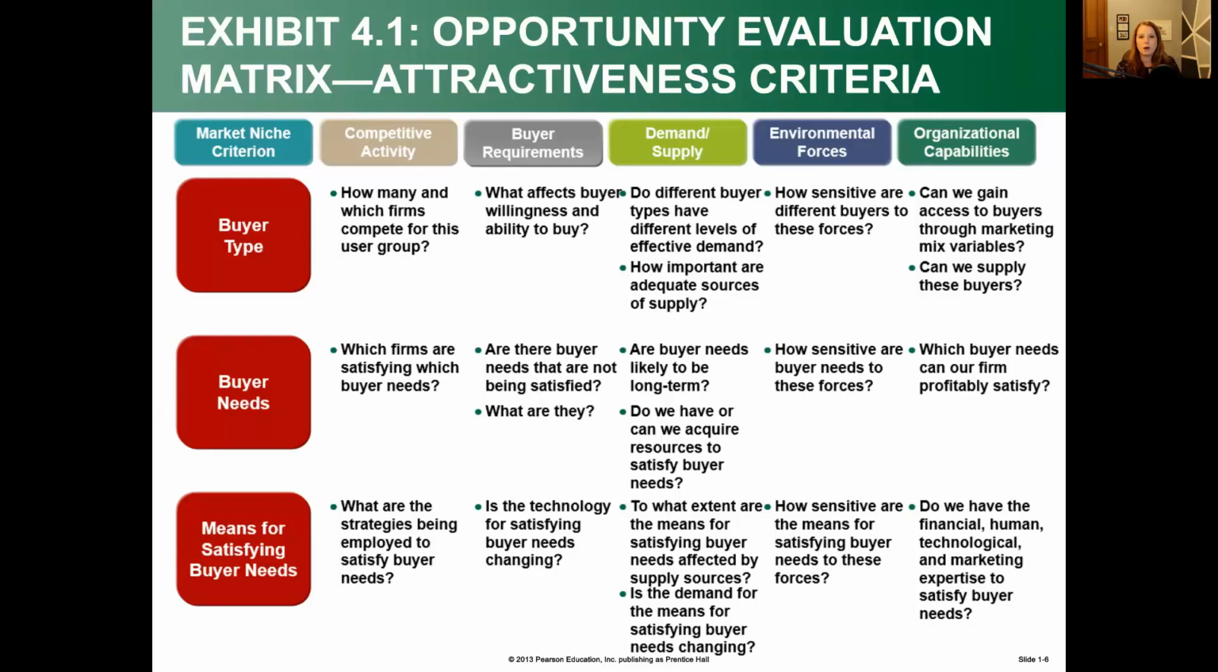Then we have buyer requirements. So what kinds of things would affect buyers' willingness to buy our product? Characteristics, perhaps, of the buyer. Are there buyer needs that aren't being satisfied? Do we know what those are? Can we identify those? Let's monitor the technology, where we see technology changing on a lot of different fronts.